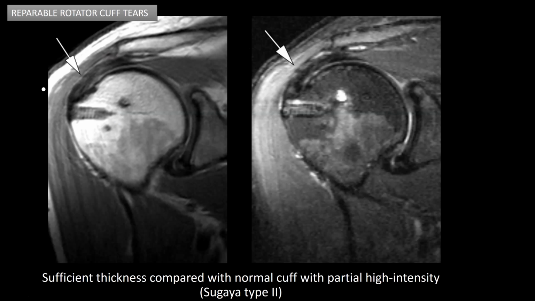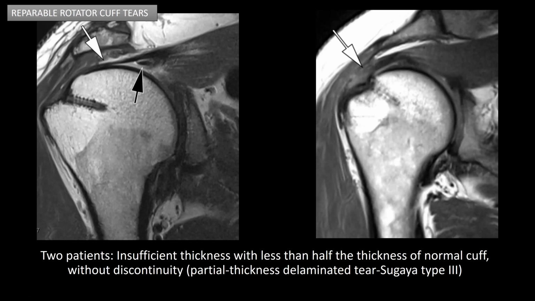This is a woman after primary rotator cuff repair. This is an example of Sugaya type 2, which is essentially an intact repaired supraspinatus tendon, showing there's no discontinuity and a little bit of intermediate signal in the repaired tissue. Here are examples from 2 different patients showing Sugaya type 3 re-tear of the repaired tendon. On the left, there's an insufficient thickness with less than half of the thickness left when compared to the normal cuff. And you can see the retracted partial thickness articular-sided delaminating tear here.